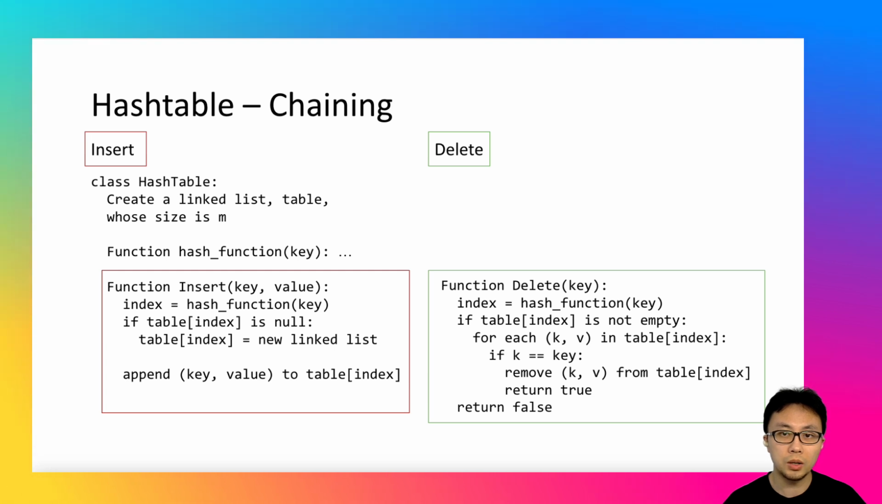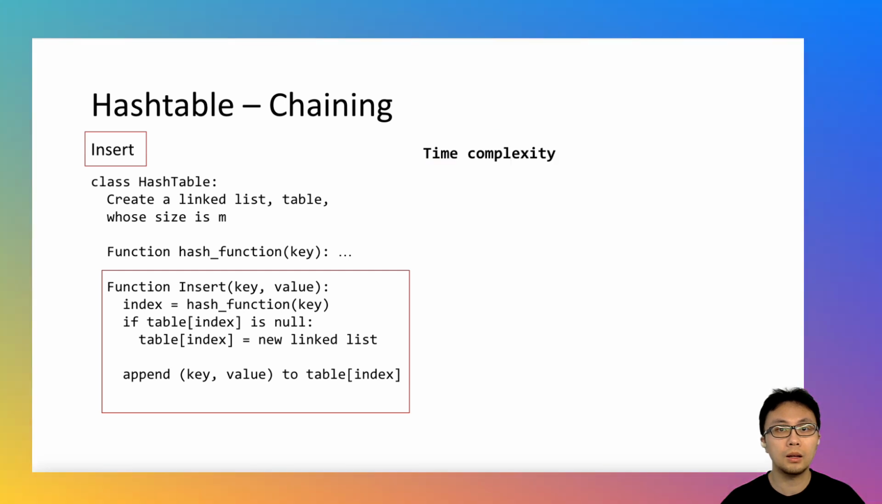That's everything about the basic operations of a hash table when chaining is used to handle collisions. Let's move on to discuss the time complexity of the basic operations. We will start with the insert method. What does the best case look like for the insert method?